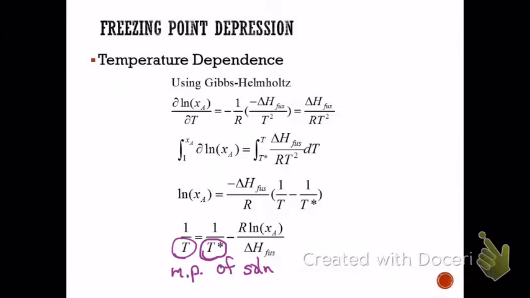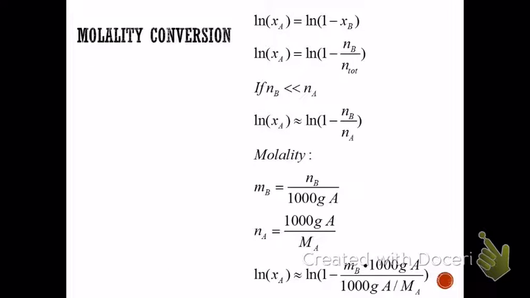Now, if you recall back in general chemistry, you learned an expression for freezing point depression that included molality. So how do we make that transition from mole fraction to molality? Well, here it is. So what we're going to do is start with, of course, our expression for the natural log of x sub a, and relate that to the mole fraction of our solute. And remember, A is the solvent here, so we're relating this now to the mole fraction of the solute in this situation.